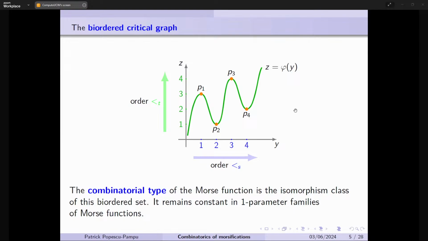And we say that the combinatorial type of the Morse function is this bi-ordered critical graph. The critical graph is simply taking this set here on the graph with these 2 orders. So why is this combinatorics? Well, for me, combinatorics is a study of finite sets endowed with supplementary structures. So here you see a finite set endowed with supplementary structures. This combinatorial type encodes exactly the function up to changes of coordinates in the source and in the target, changes of coordinates which preserve the orientations. So you can say that this is a way to capture the combinatorial type of a Morse function.